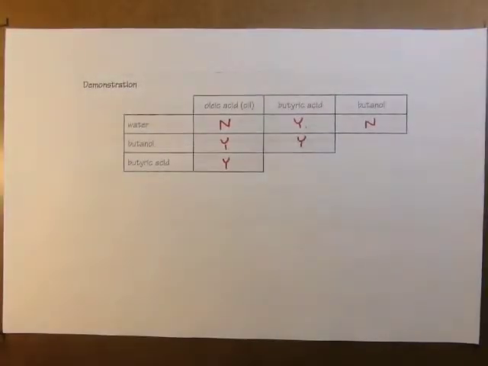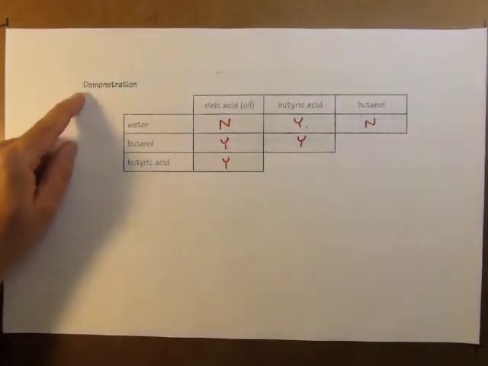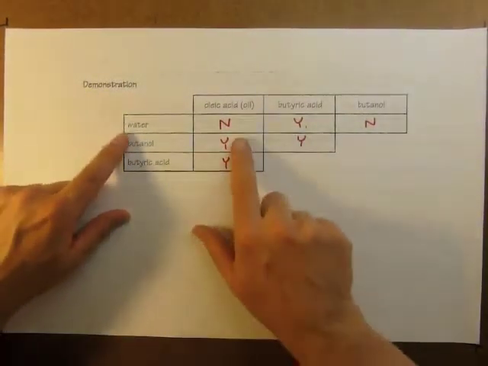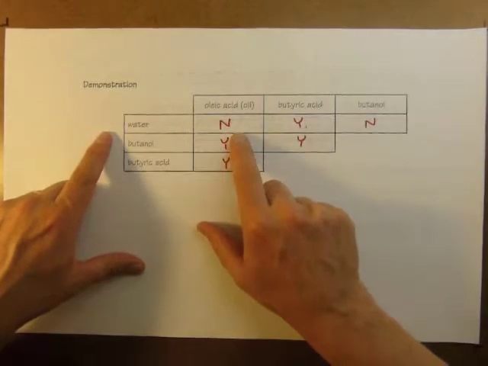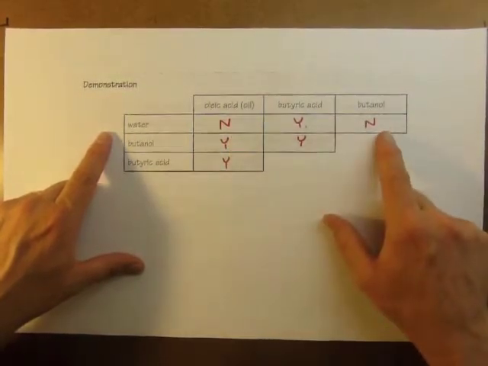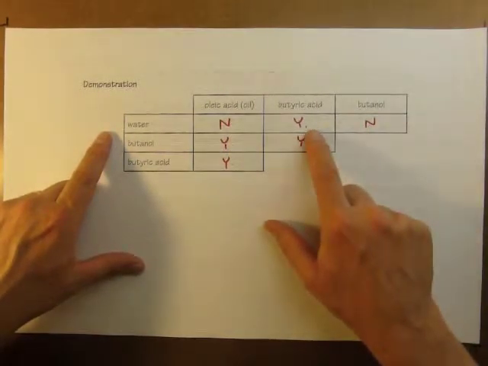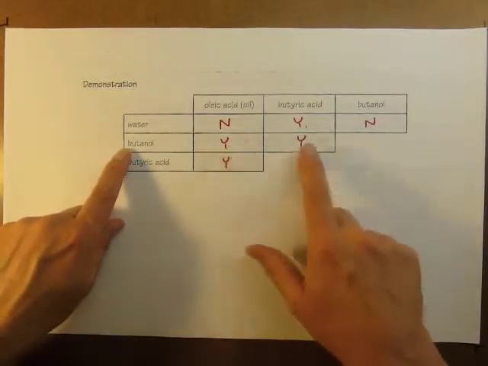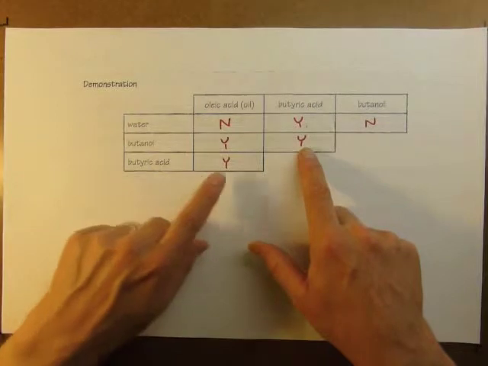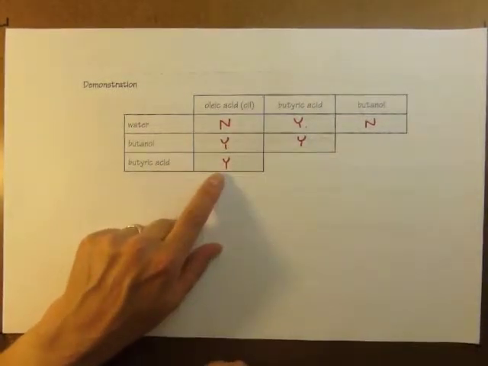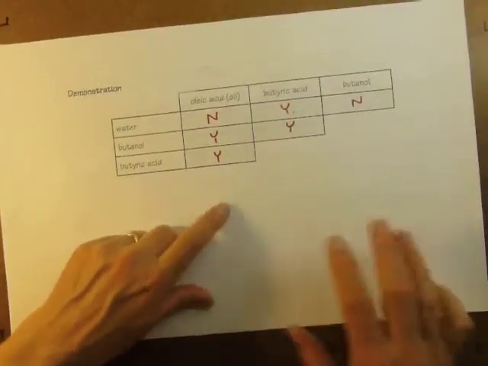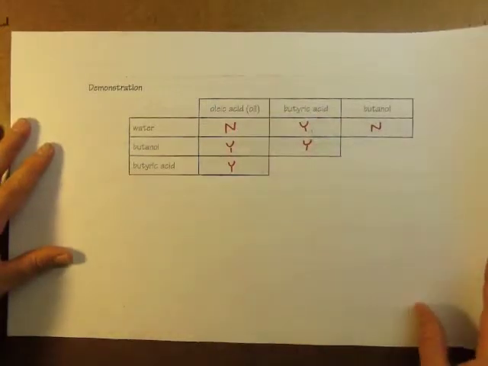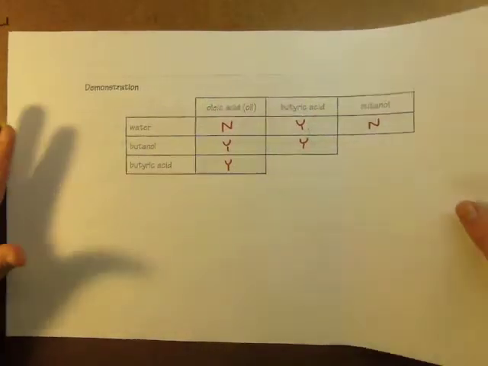Okay, let's look at the results. In the demonstration experiment, we found that water was not able to mix with oil, oleic acid, and it was not able to mix with butanol, but it did mix with butyric acid. Butanol, a large alcohol, was able to mix with oil and butyric acid, and butyric acid was able to mix with oleic acid or vegetable oil. So make sure that you have these results recorded on your copy of the assignment.